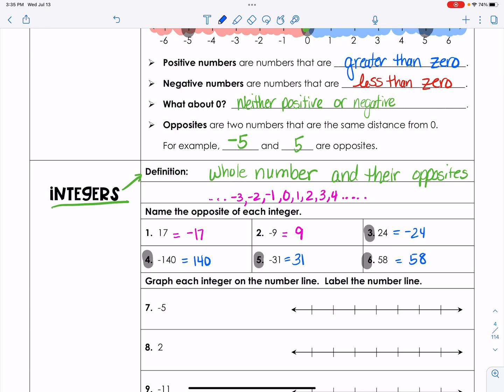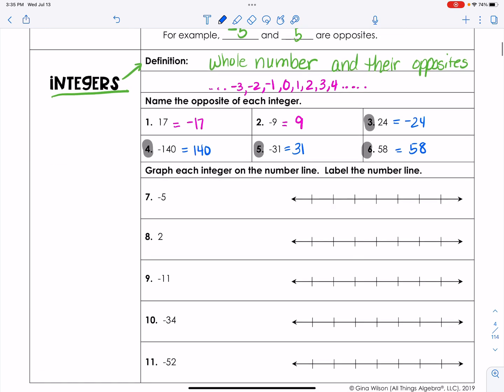So we are going to work on using the number line and understanding how to use the number line. If I ask you to graph -5, you're going to put -5 in the middle. To the right of -5 are the numbers that are bigger, so those are the ones getting closer to 0: -4, -3, -2. To the left are the ones that are smaller.